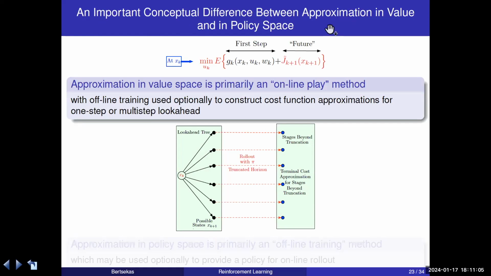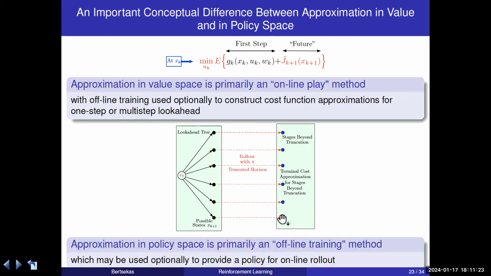So we talked about the major conceptual difference between approximation in value space and policy space. In approximation in value space, you have to do this calculation online. So it's an online play method. However, it can use the results of offline approximation in policy space. Within this figure, it can use an offline trained policy for rollout. So that's where approximation in a policy space can be combined with approximation in value space.